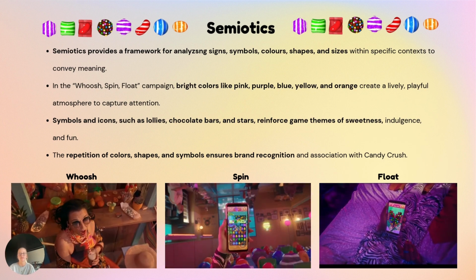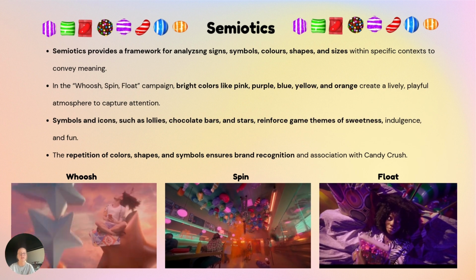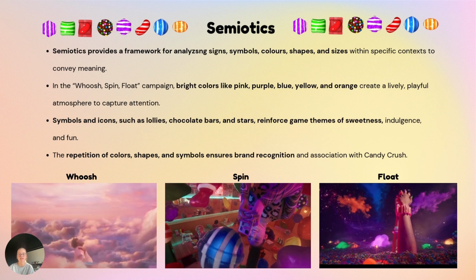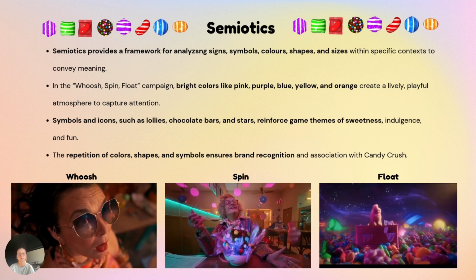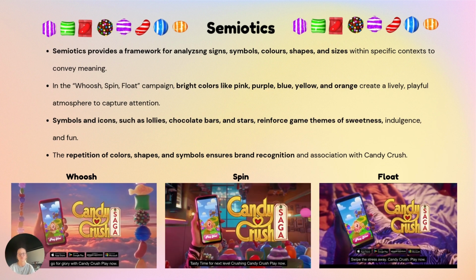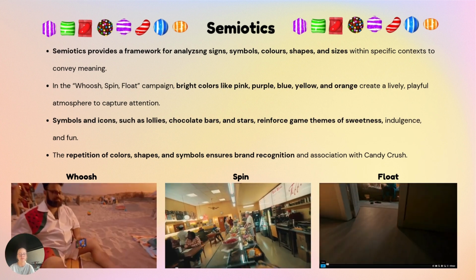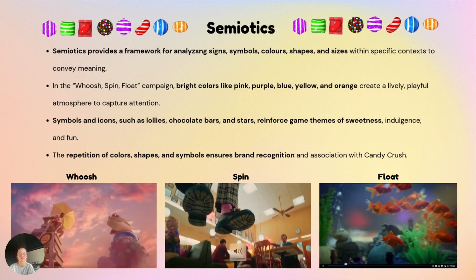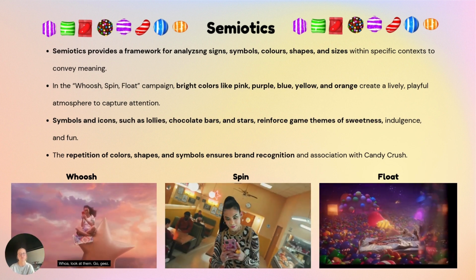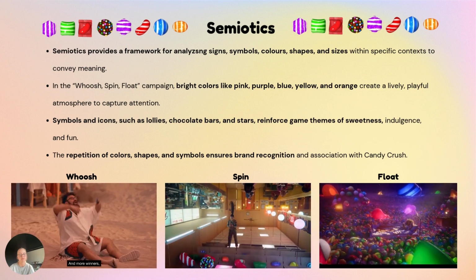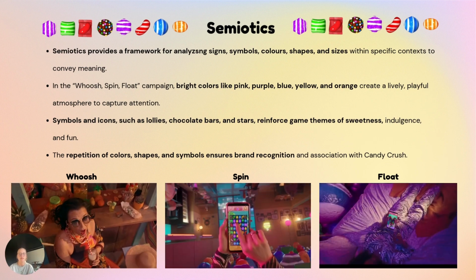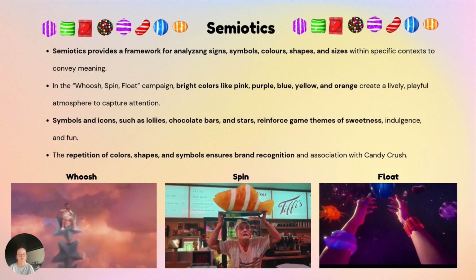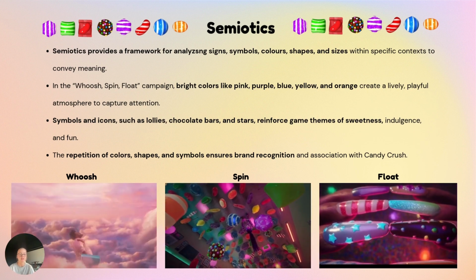In the given paratext, semiotic elements are utilised consistently to evoke particular associations and responses. In the campaign Whoosh, Spin and Float, the semiotics that are implemented throughout are bright colours such as pink, purple, blue, yellow and orange, which are all used to capture the attention and create a lively, playful atmosphere. Partnered with the colours, there are symbols and icons such as lollies, chocolate bars and stars. All of these symbols contribute to the visual language of reinforcing the game's themes of sweetness, indulgence, and fun. The power of these semiotics shapes the paratext environment, engages the consumer of the material and shapes their perception and/or experience with the game.